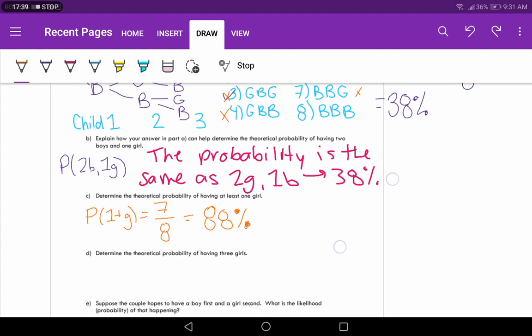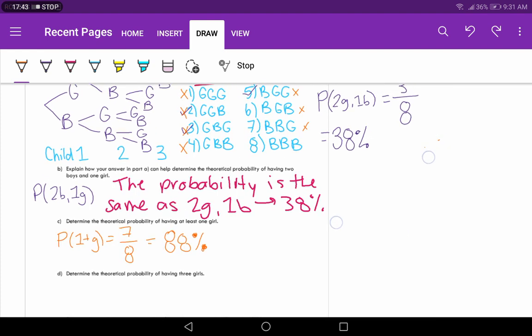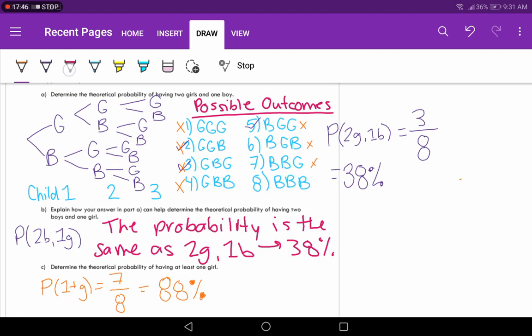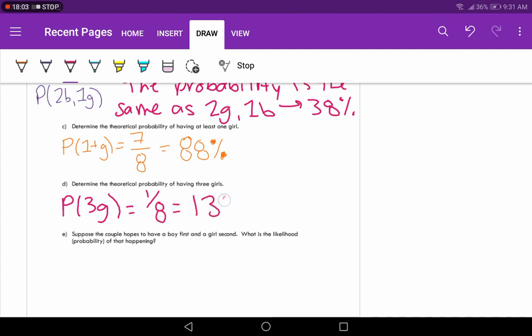Okay, almost done here. It says determine the theoretical probability of having 3 girls. So again, I go up to my options here. I'm just going to underline. There's only 1 chance, right? There's only 1 out of 8 of these possibilities where we have 3 girls. So the probability of 3 girls is 1 in 8, okay, which is only a 13% chance. So there's a 13% chance that these people would have just 3 girls.